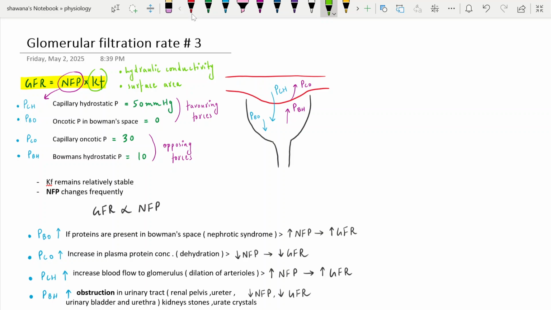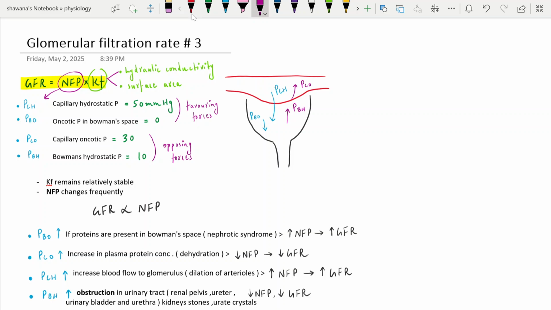The GFR depends on two things, as we have discussed: the net filtration pressure, and the second one is the filtration coefficient, Kf. The Kf further depends on two things: the hydraulic conductivity, also known as the permeability, and the surface area. This session we are discussing the net filtration pressure.